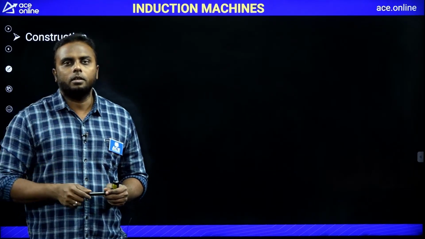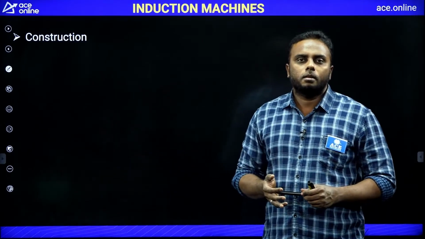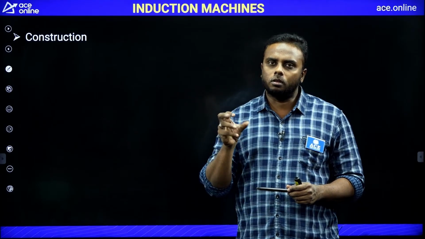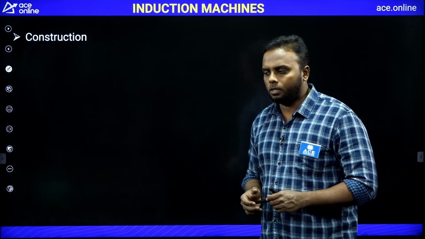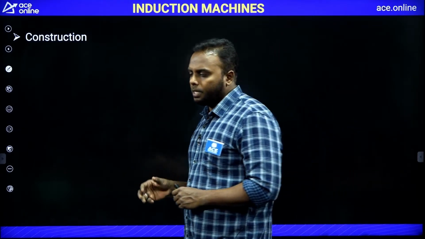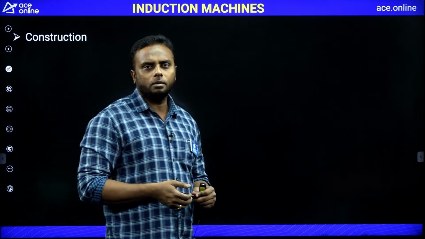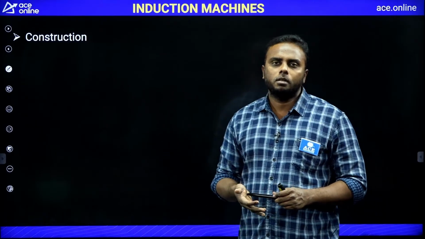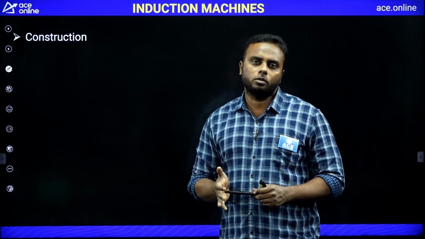Unlike that, a slip ring induction motor has a three-phase winding connected in star, and it is maintained through slip rings, because through slip rings we connect external resistance to control the speed of the motor or the starting current of the motor. Generally we use slip ring induction motors for loads which require high starting torque. Otherwise, for most applications we use squirrel cage type only.